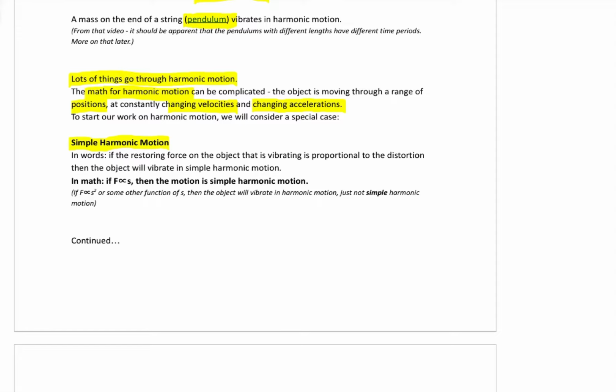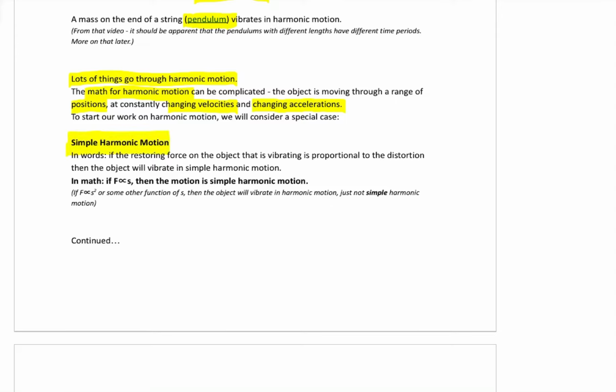A neat connection to harmonic motion is that it actually shows up in quantum when you start studying the model of the atom. So depending where you go in chemistry or some higher physics, you may see this harmonic motion stuff again in quantum. Anyway, for now, for grade 12 physics, we're going to start with this topic called simple harmonic motion, or SHM for short.